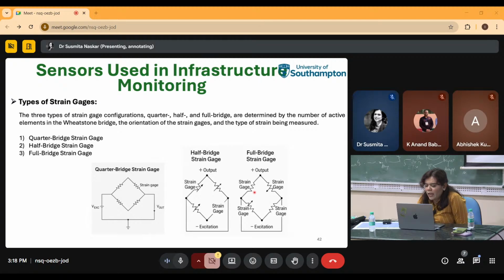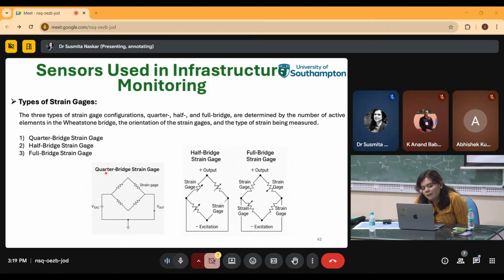Full bridge systems, as I said, are typically used where very small deformation must be measured with very high precision. That's when we need it. When you don't need to measure that precisely, you can use the other ones as well. The main takeaway from this kind of sensor is that understanding these configurations is very important, because that will help us select the right setup for monitoring needs, balancing cost, complexity and measurement precision.